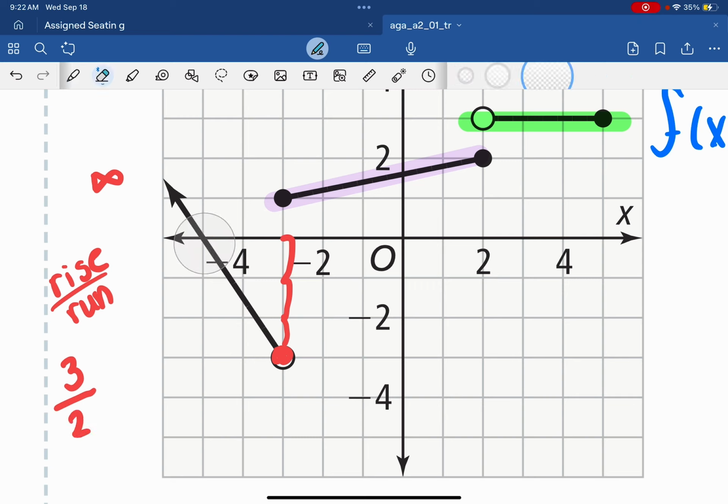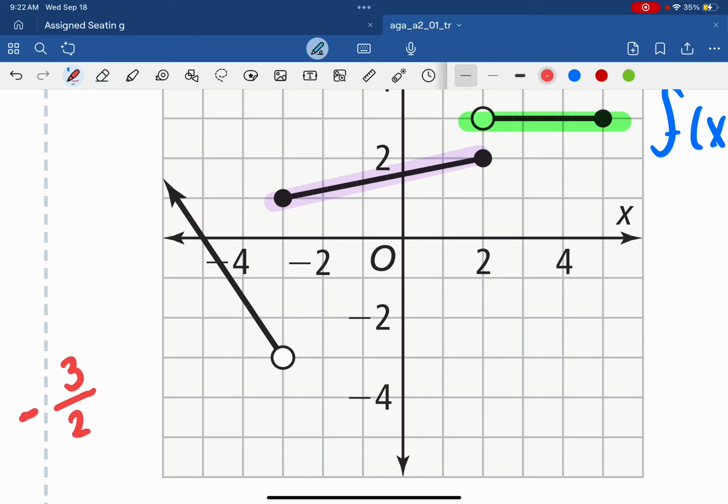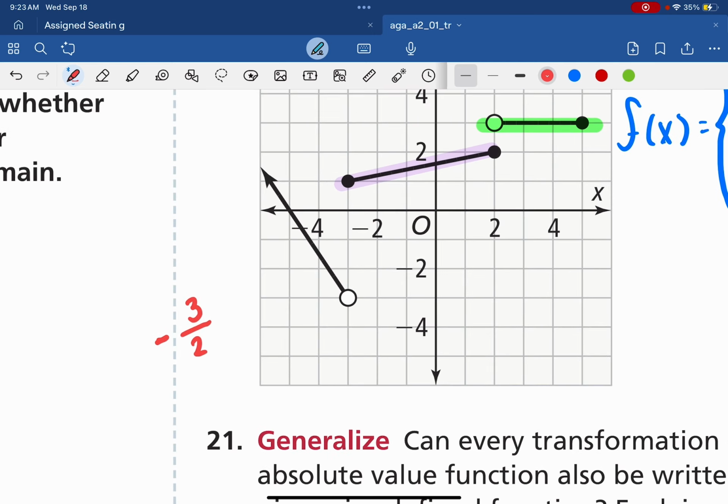And now because my graph is decreasing, meaning I can look at this line and see that it has a negative slope because it's going down, I know that my slope is -3/2. Okay, but I'm not done yet. I know that my slope is -3/2. However, just knowing the slope isn't enough to tell you the equation of the line.